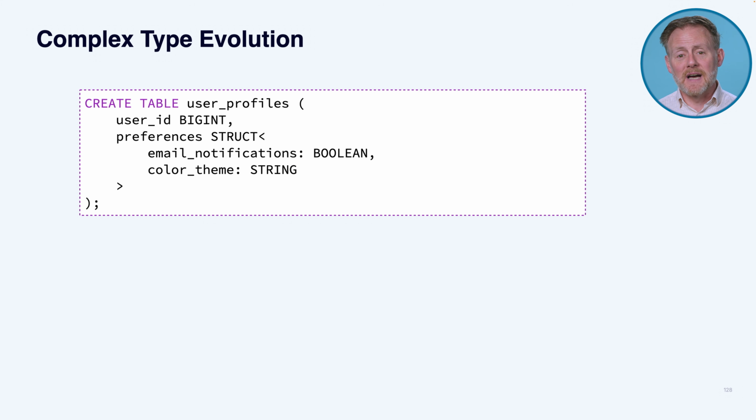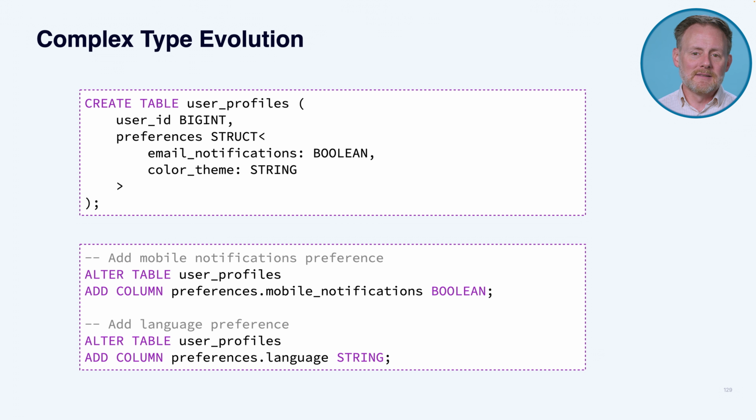Iceberg also lets you evolve complex data types like structs and arrays and maps. So say you have a struct for user preferences. It's got an email notification flag and a color theme. Later on, you add mobile notifications and language preference. So in my engine here, this syntax, I use add column with the dot syntax to add fields to the struct. There could be engine-specific syntax differences here, so check your docs for the engine that you're using. But natively at the API level, Iceberg supports this. And existing data gets null values for the new fields, so everything keeps working.